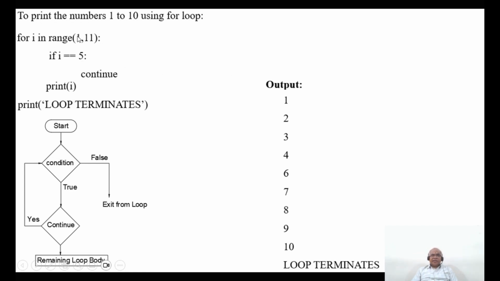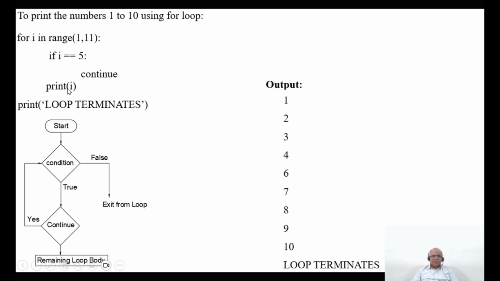For i in range(1, 11), because we need to print from 1 to 10. Numbers up to one less than the end number will be printed. The end number is 11, so one less than that is 10. First it takes the initial value i equal to 1 and checks the condition. Is 1 equal to 5? No, it will skip this.